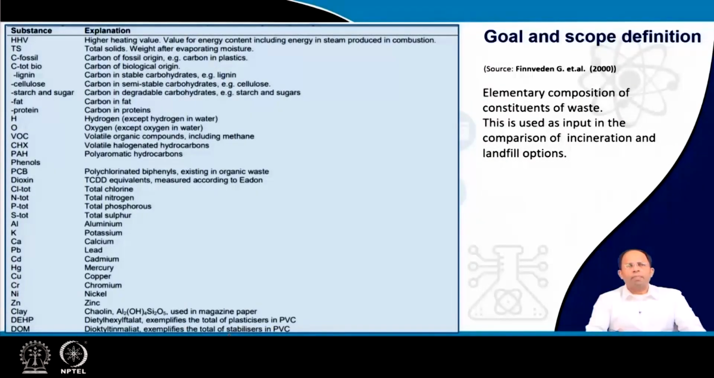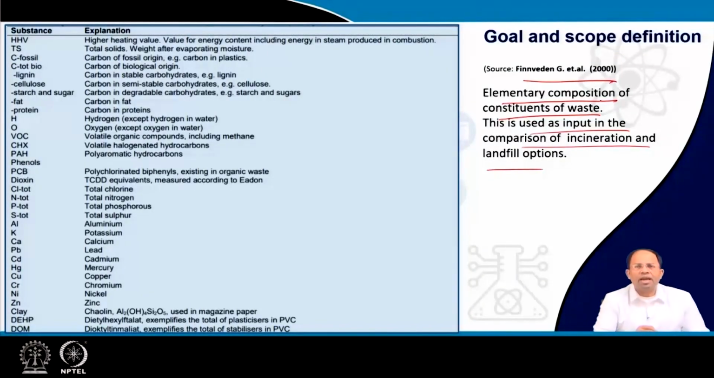So just to give you an idea, over here I have taken this from this study where you can see the elementary composition of constituents of waste, and this is used as input in the comparison of incineration and landfill. Now, for example, if I take solid waste management, if I take paper, or organic waste, or plastic waste, each of them could be broken into its primary elementary constituents, right? So these are some of the elementary constituents that we can consider. Now it is our job to determine which we will consider and which we will not, right?